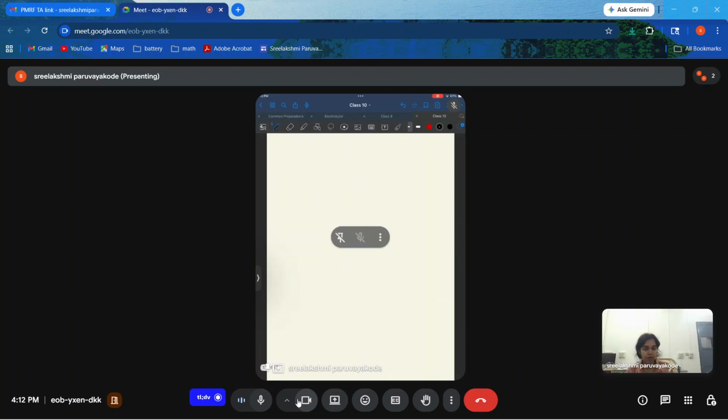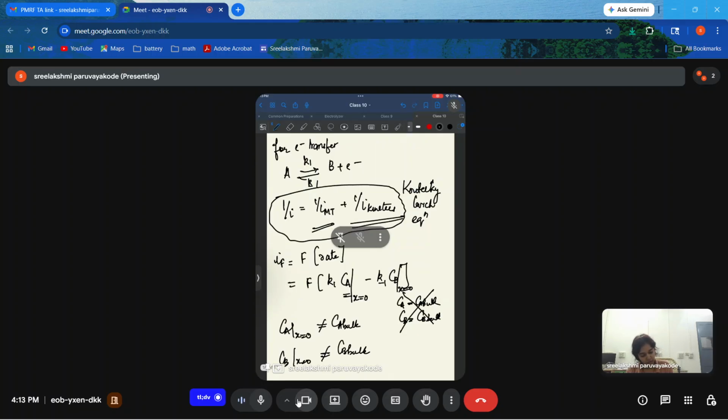Now, similar to what we did, forward reaction will be equal to backward reaction, and we can say k1 Ca bulk equal to k minus 1 Cb bulk. So here you write bulk, but when it comes to the current expression, it is dependent only on the concentration of the product at the interface.